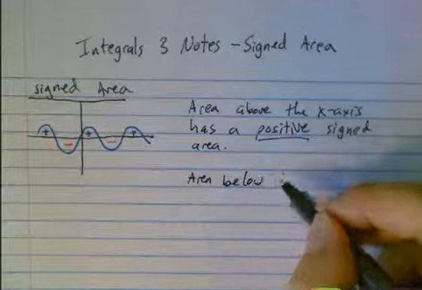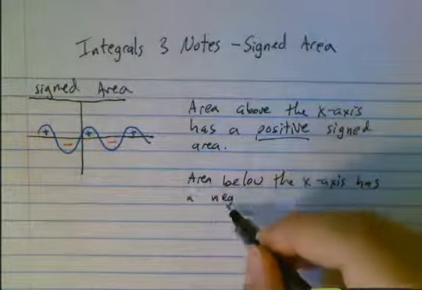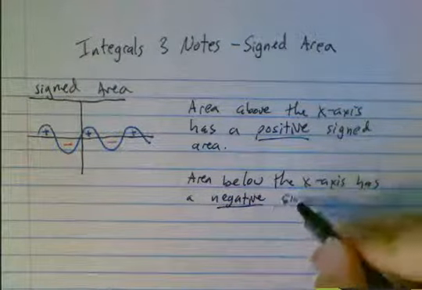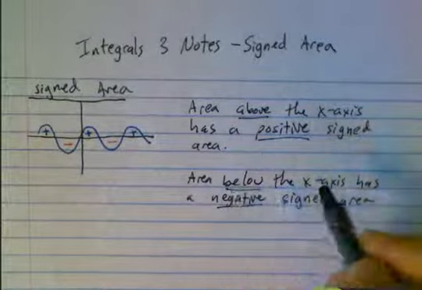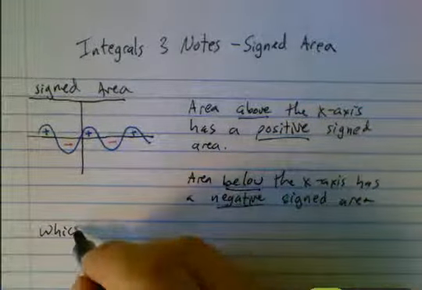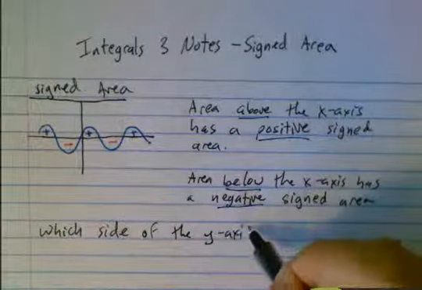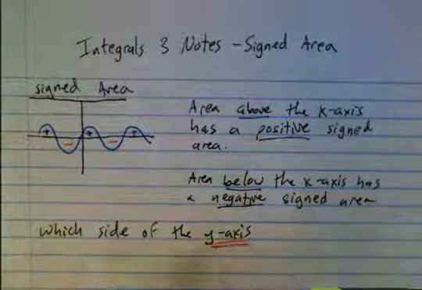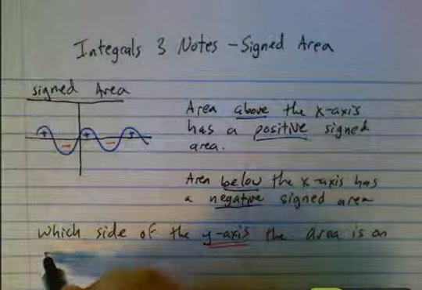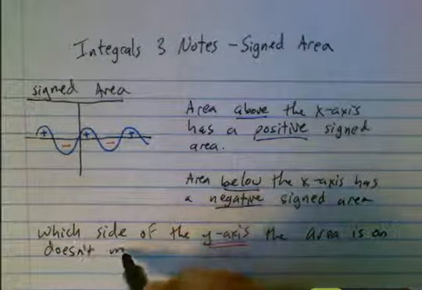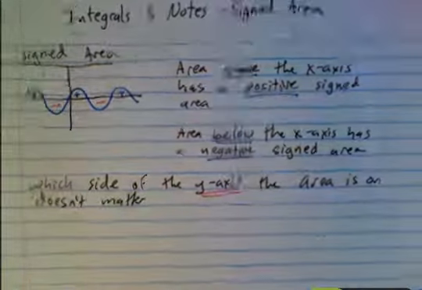Area below the x-axis has a negative signed area. Which side of the y-axis the area is on doesn't matter. Let's look at an example.